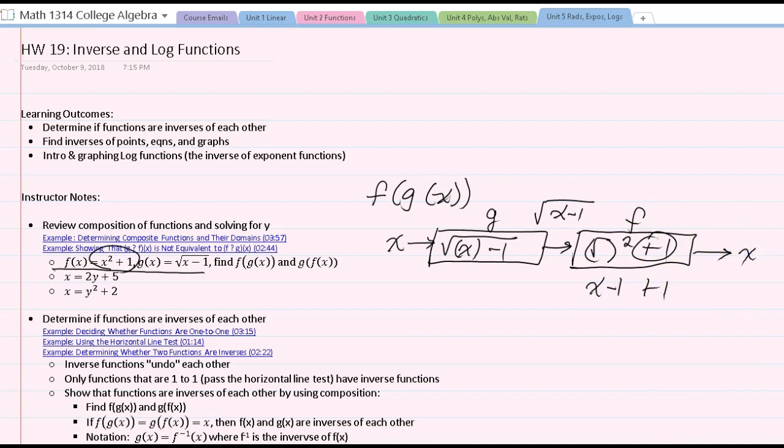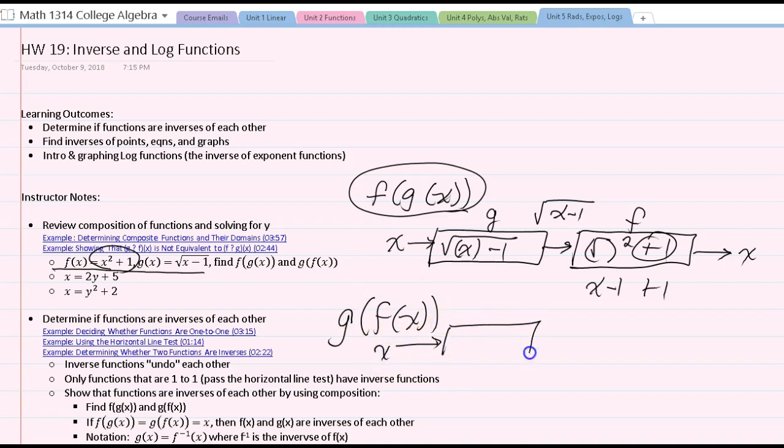Now, just because we found this one equals x doesn't mean we can skip the other one. We have to do the other one. In other words, we have to find g of f of x, which means we're going to plug x into my f function. Whatever we get, we're going to plug into our g function, and then whatever we get, we hope it's an x. So let's see if that's the case.